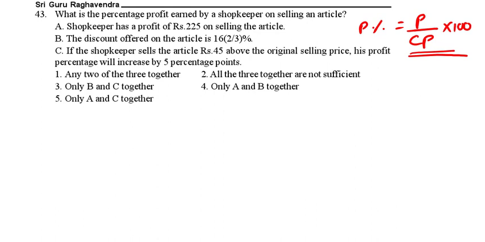See the first statement, statement A. The shopkeeper has a profit of 225 on selling. So here profit is equal to 225.